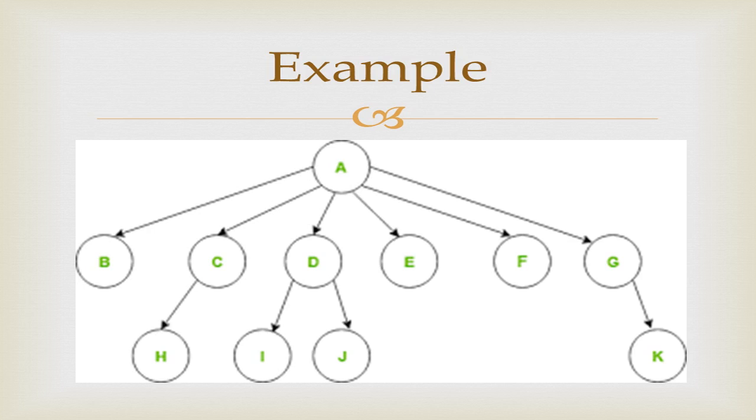Question number 4. Who are the leaf nodes? B, E, F, H, I, J and K are the leaf nodes, because as per the definition of a leaf node, a node which has no children is called a leaf node. Hence, B, E, F, H, I, J and K are leaf nodes.